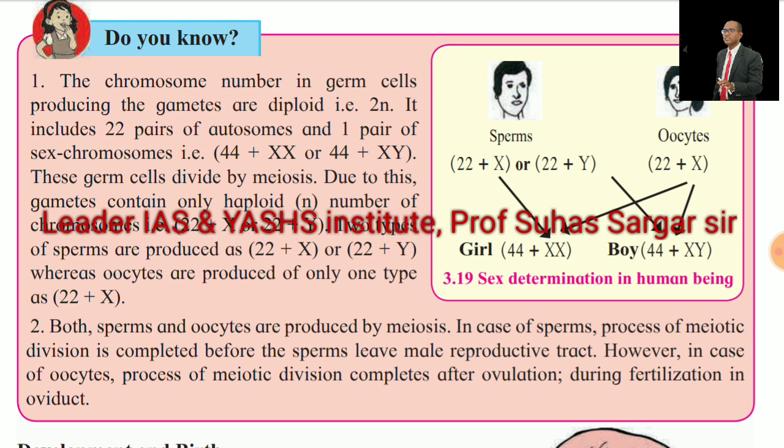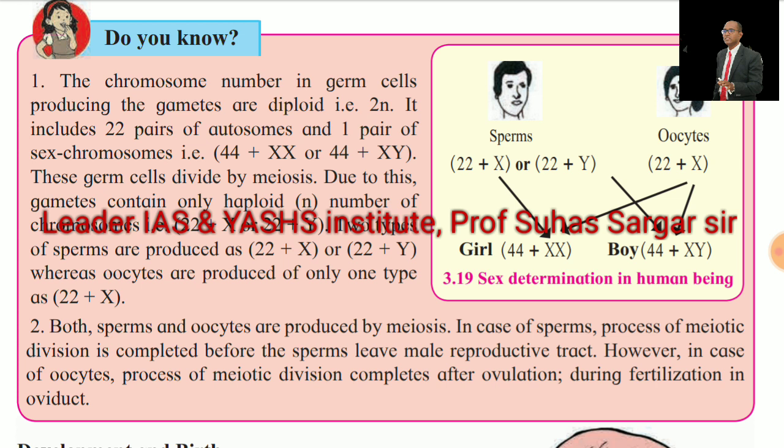Do you know, the chromosome number in germ cells producing the gametes is diploid, that is 2n. It includes 22 pairs of autosomes and one pair of sex chromosomes, that is 44 plus XX or 44 plus XY. These germ cells divide by meiosis.